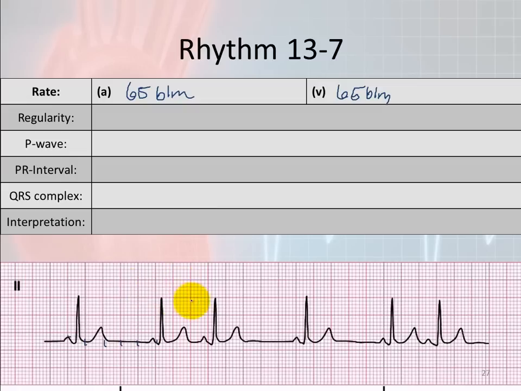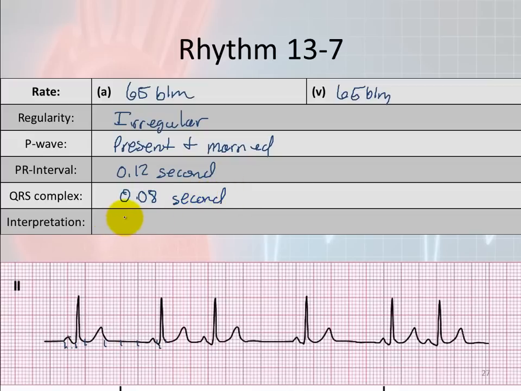Regularity: as you can see just by glancing, you have this problem right here, so this is going to be irregular. The P waves are going to be present and married. The PR interval, let me see here, start here, end here, looks like 1, 2, 3, so 0.12 second. The QRS complexes look nice and narrow also, starting here, going to here, that's a 0.08 second.